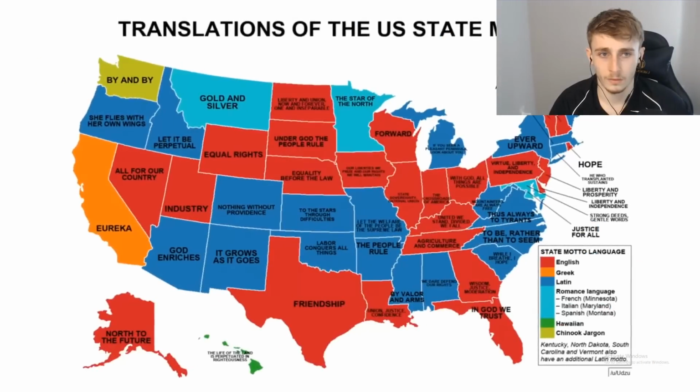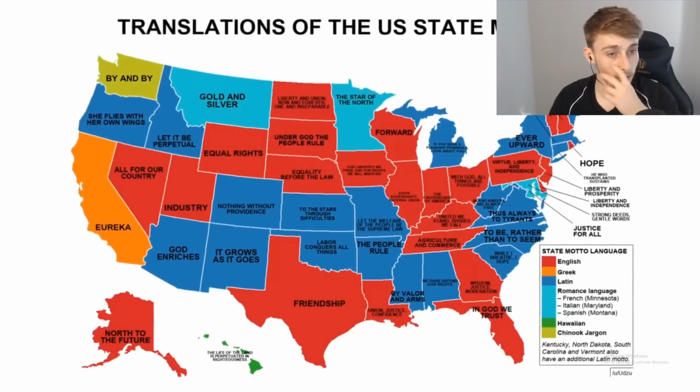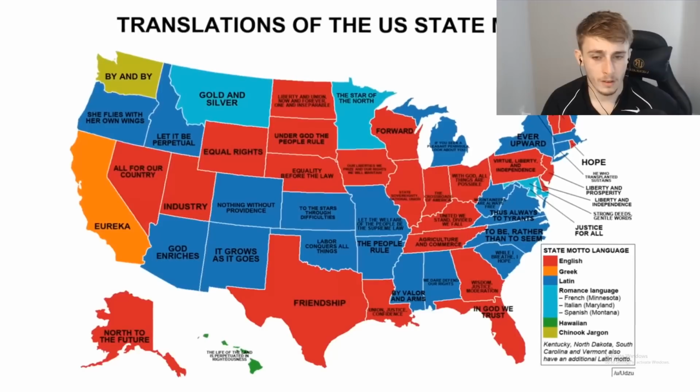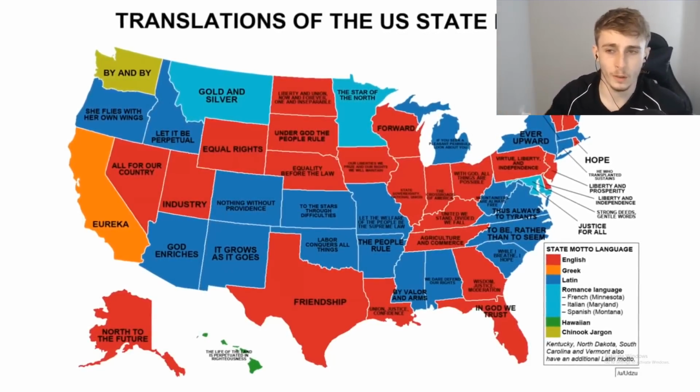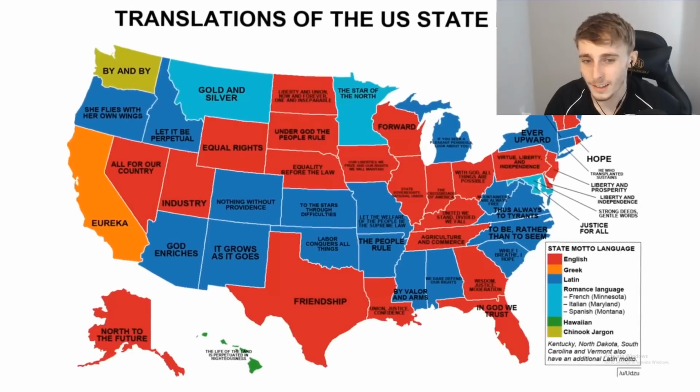This next map is about US state mottos. It's categorized in the language that the motto is in, although here they're all translated to English so we can understand them. California is the only one with a Greek motto, although it's somewhat of an adopted word into every language. Eureka.